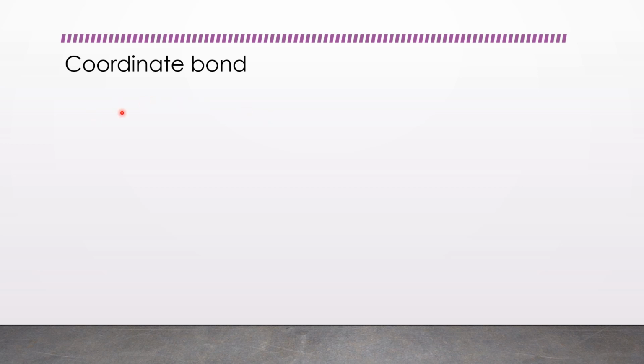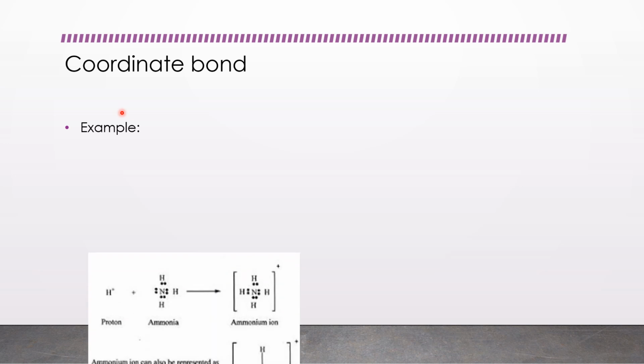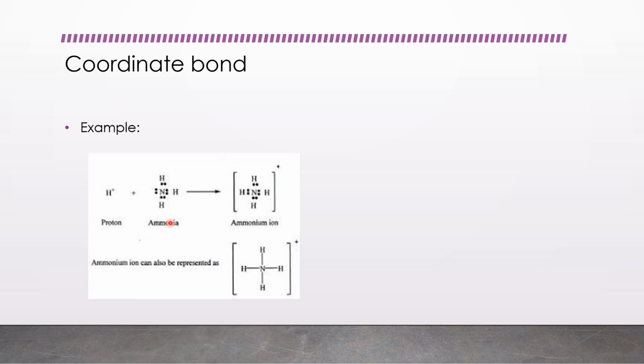In this we are going to see the last bond, that is the coordinate bond. First let's see the example, it will be easier to understand what a coordinate bond is. Here, ammonia is given. Ammonia is a covalent compound. When it reacts with a proton, it forms the ammonium ion. In ammonia there is a lone pair of electrons, and that lone pair will completely be shared with the hydrogen, that is H plus.